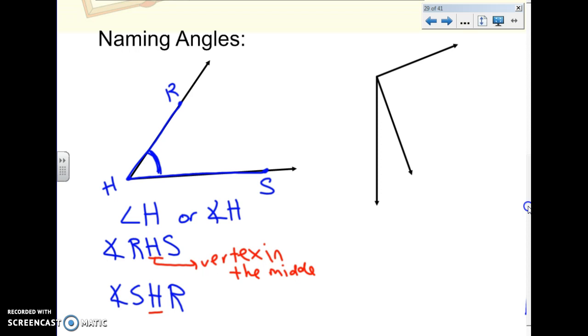Okay, sometimes, just to make life really super easy, sometimes you'll see a little number there, and then you can actually name it angle 3. That's awesome when that happens. I love it.